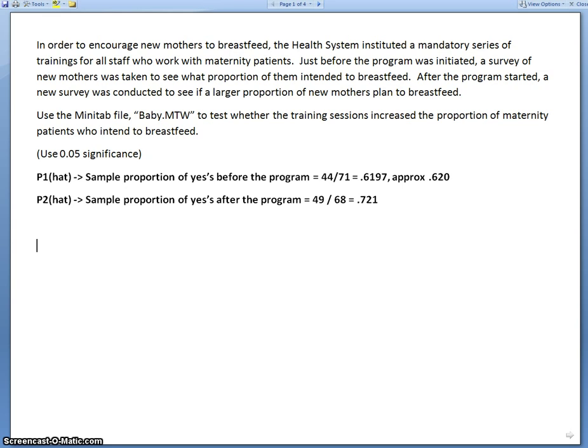So what I'm going to do is, first of all, write my null and alternative hypothesis. So there's my null hypothesis and my alternative hypothesis. We know the null hypothesis is that there's no change. So we're going to just assume that the proportions are equal to each other.